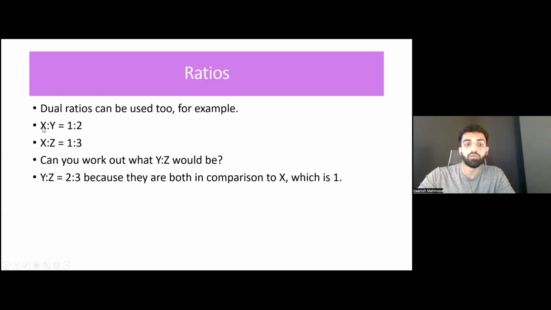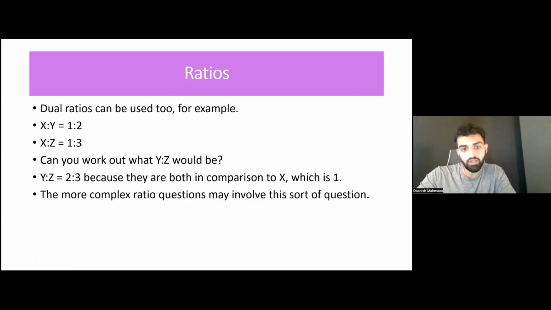It's important that you're able to do this. Some of the questions might give you X to Y is 1:2 and X to Z is 1:3. But to answer the question, you might need to know what the ratio of Y to Z is. And you can only work that out if you're familiar doing this. This is a rare example, so don't expect this to come up frequently, but it's something that you should know just in case. This is the more complex kind of ratio question that will involve this.